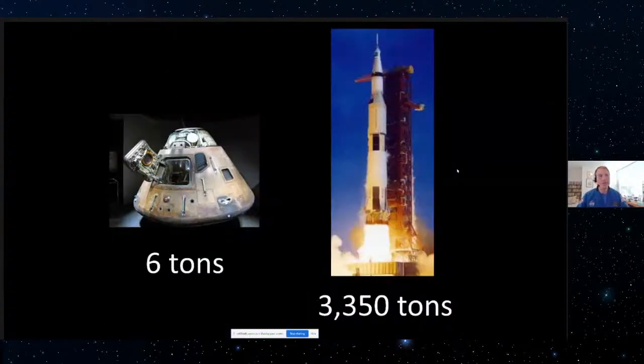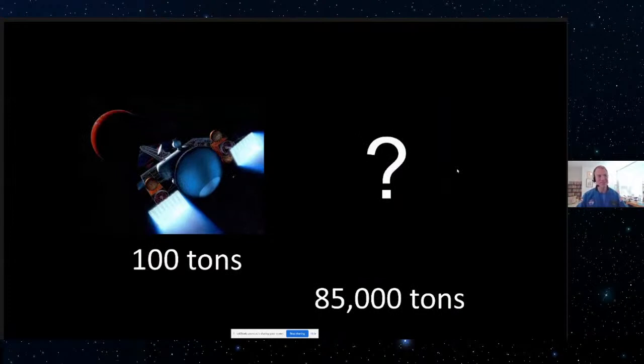Now then, remember our picture from Apollo. Our 6-ton ship needed 3,350 tons of Saturn V rocket on the launch pad in order to send it to the moon and back. If our ship now weighs 100 tons, what's that launch vehicle going to look like? So you crunch the math out. Remember, it's a little bit more propellant to get to Mars and back, so the ratio is a little bit greater than it was for going to the moon. And the answer you get is 85,000 tons. And the good news is we have ships that size.